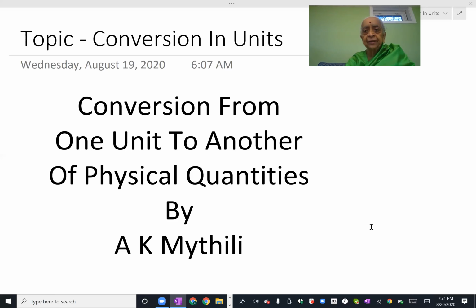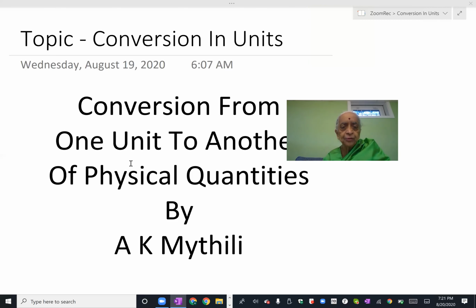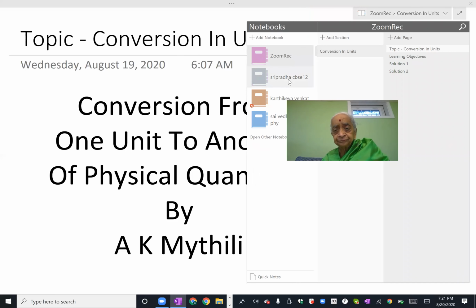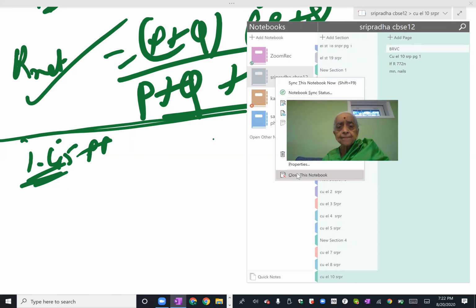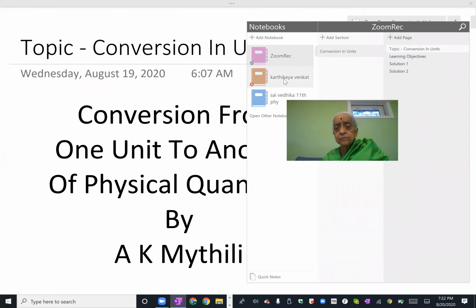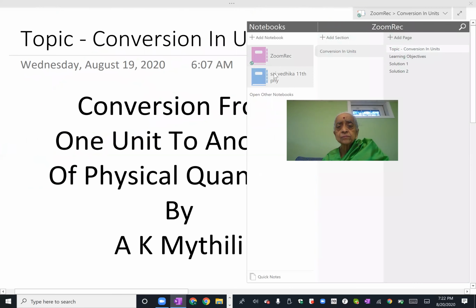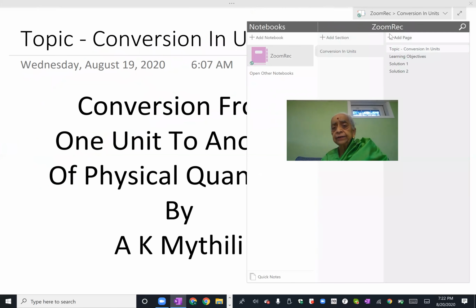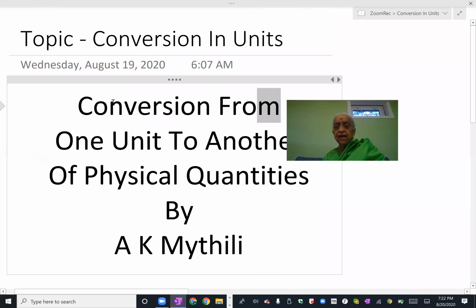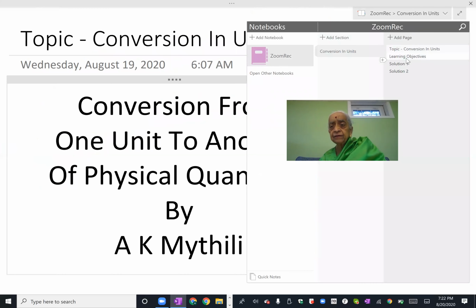Now, this is the thing. Now, coming to this, this is the topic on hand. I have to convert from one unit to another. Now, coming to the next page, you have here. Then coming to the next page, we have, I'll go to the next page. Sorry.